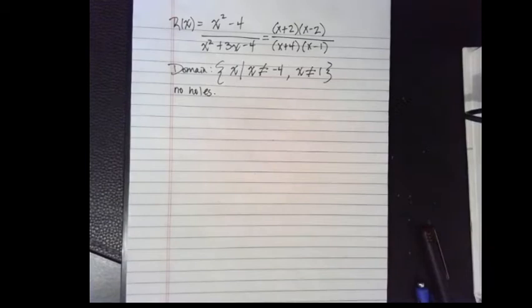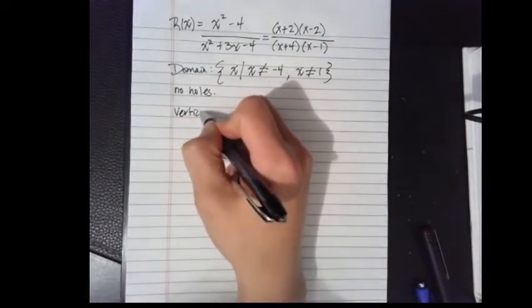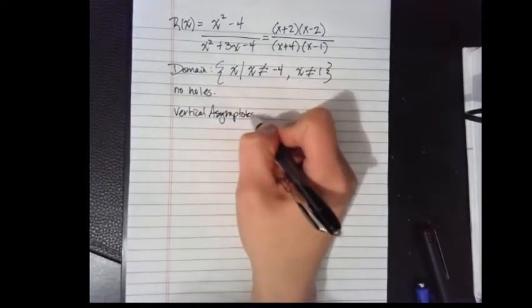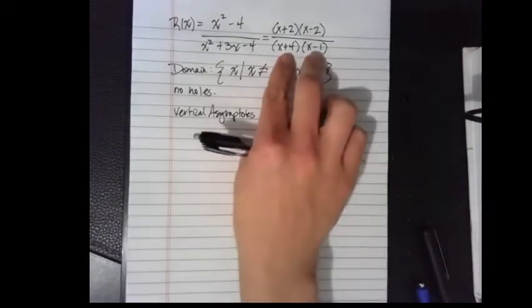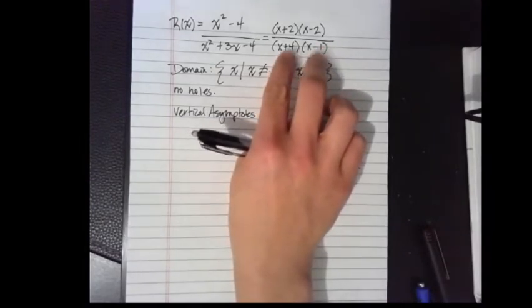Okay. Function is already in its lowest terms. So now we can look for our vertical asymptotes. Remember, my vertical asymptotes come from the denominator when it's in its lowest terms, and we have our denominator in its lowest terms here.